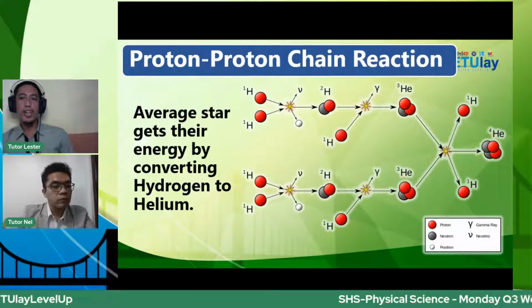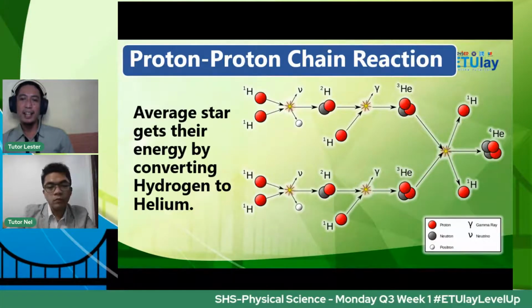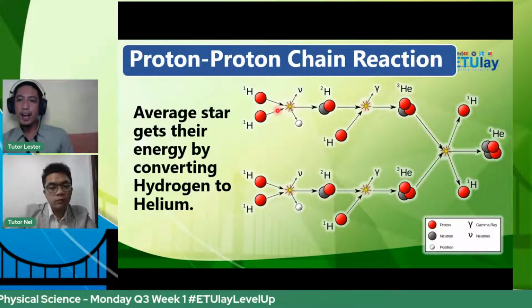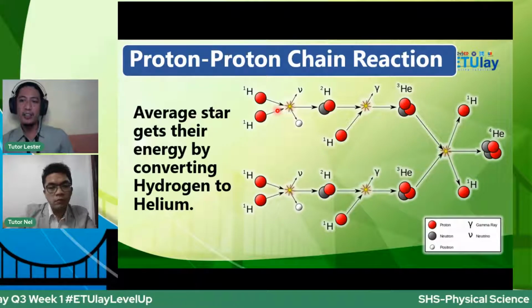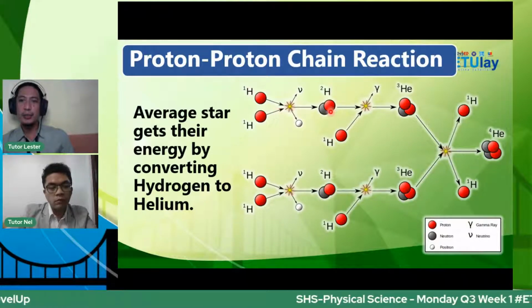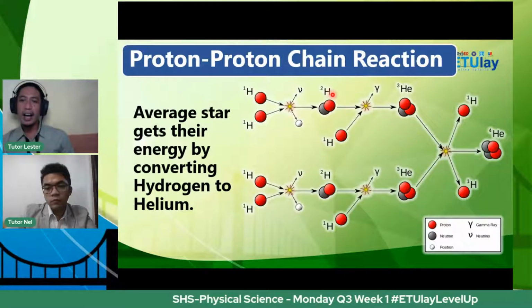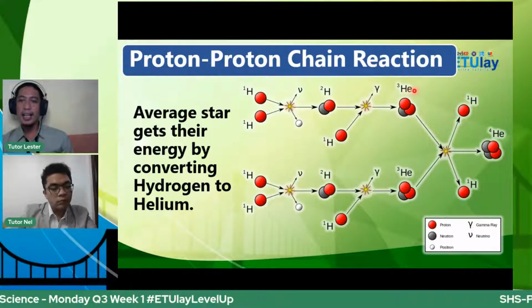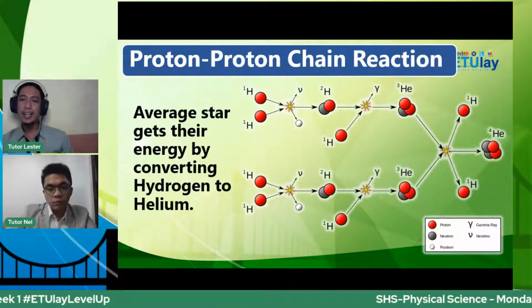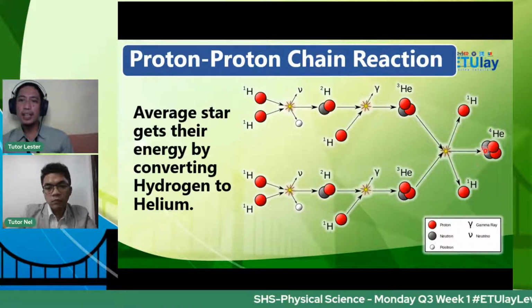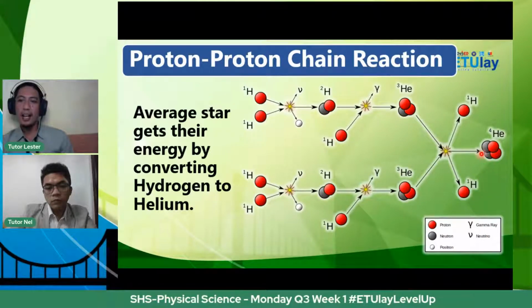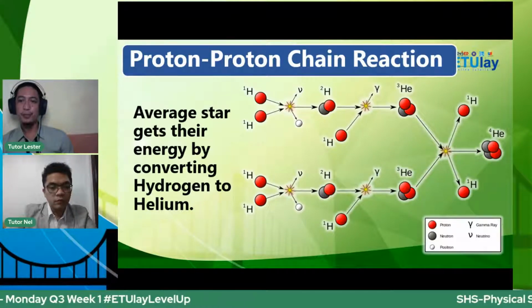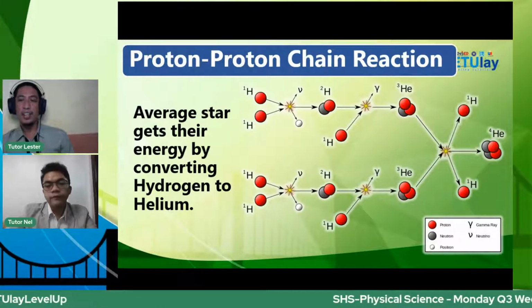So sa proton-proton chain reaction, nagsasanib ang dalawang hydrogen nucleus o proton. Ang pagsasanib ng dalawang hydrogen nucleus ay lumilikha ng deuterium. Ang deuterium at isa pang proton ay nagsasanib para makabuo ng helium-3. Kapag nagsanib ang dalawang helium-3, ito ay nakakabuo ng helium-4 kasama ang dalawang panibagong hydrogen. Okay, so that is for the average size stars.